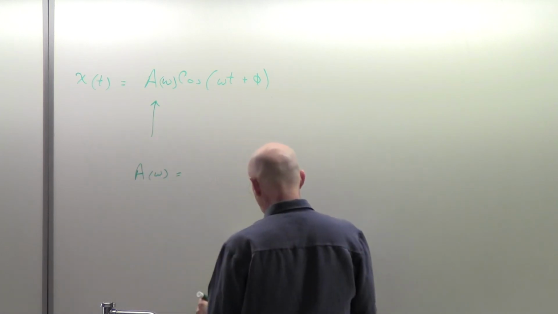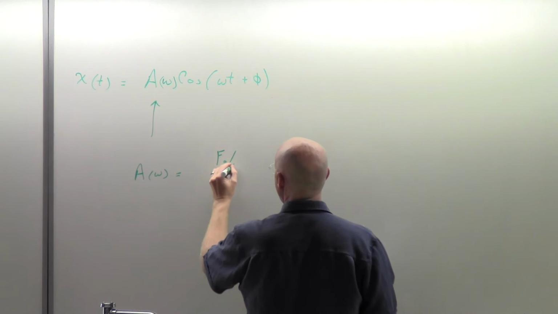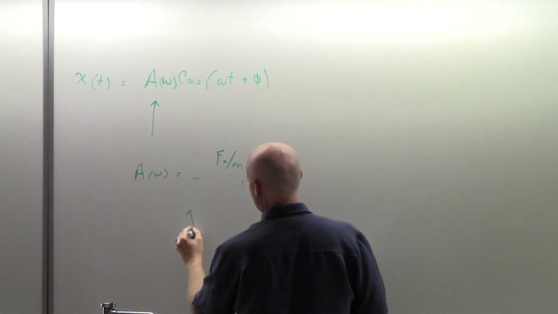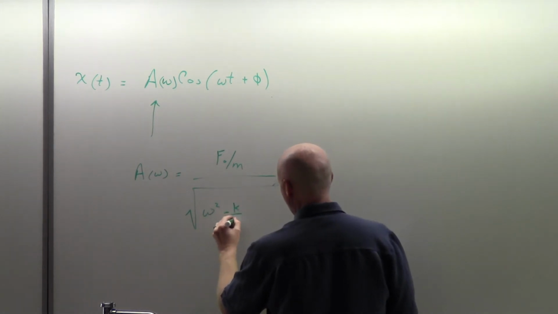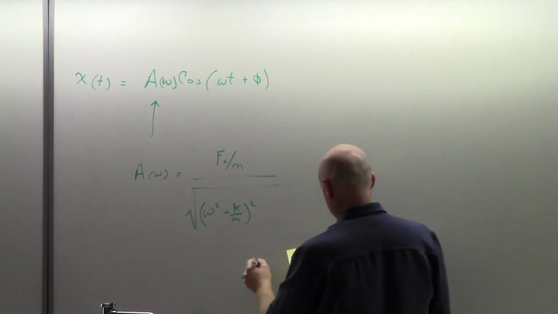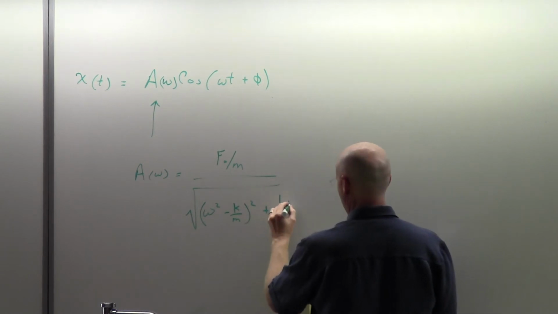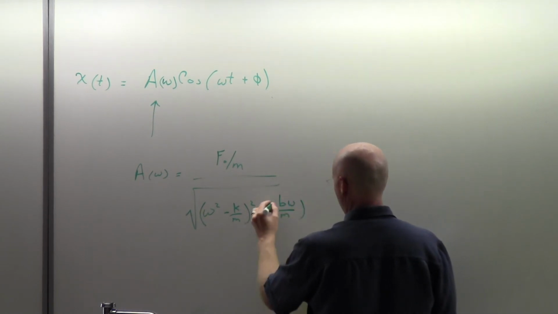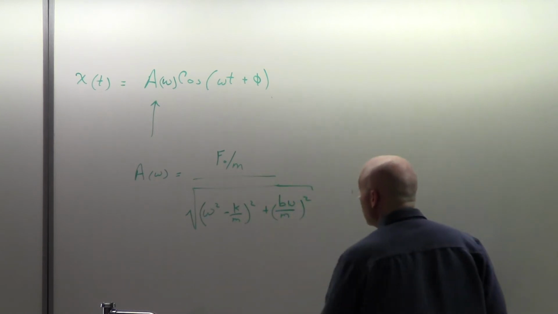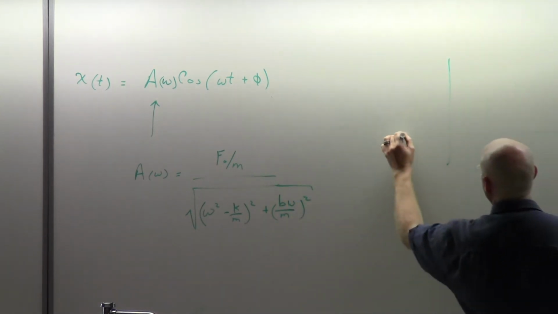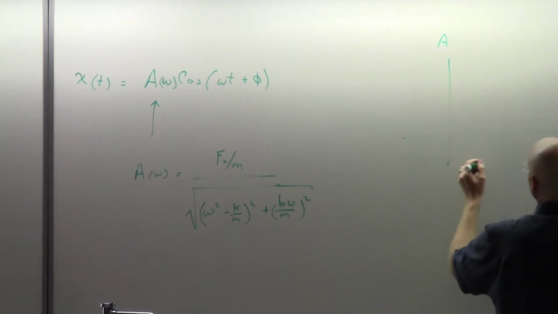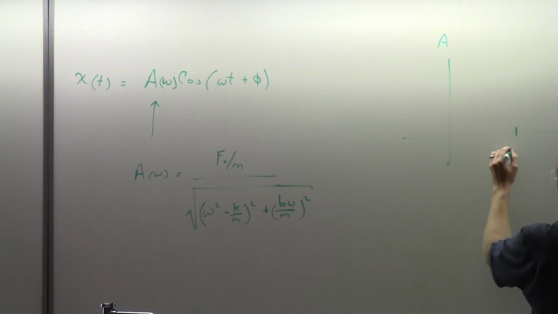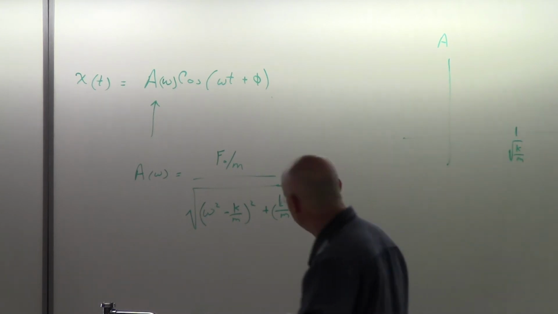This equation would be this. What we call a Lorentz function. Probably the best way to describe it is to plot the amplitude at different frequencies. And if you look at this closely at the square root of k over m.